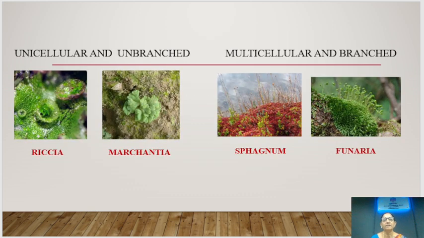So these are the pictures showing the unicellular, unbranched and the multicellular, branched structures of the bryophytes found in moist, shady places: Riccia, Marchantia, Sphagnum and Funaria.